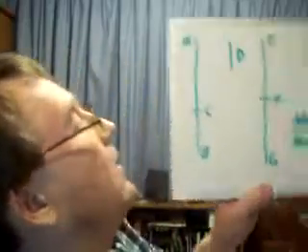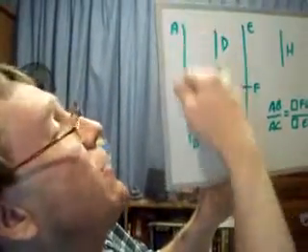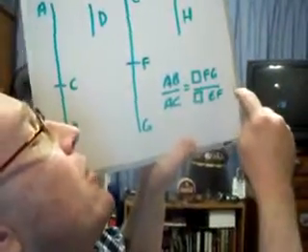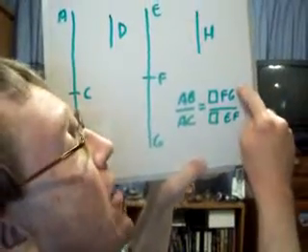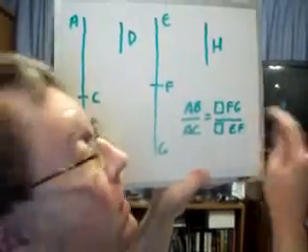Well, AB is greater than AC. Obviously, the length of AB is greater than the length of AC. We know that. Therefore, the square on FG is greater than the square on EF. So this area is bigger than this area. We got it.